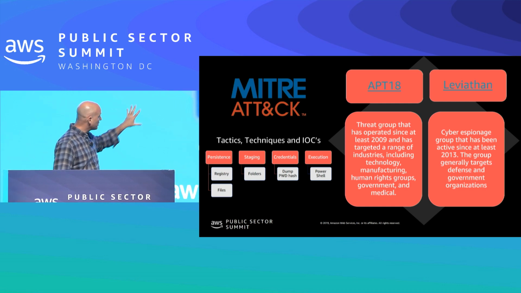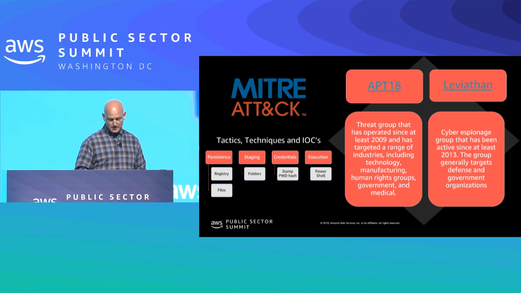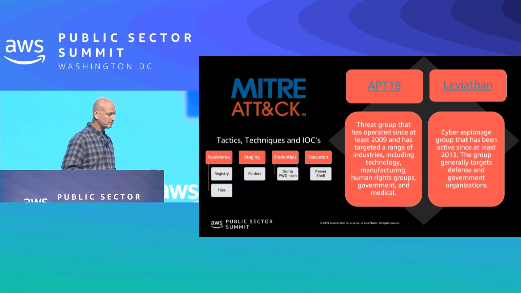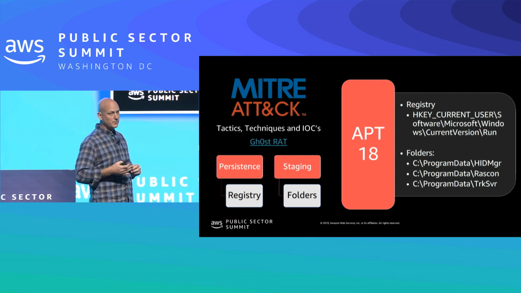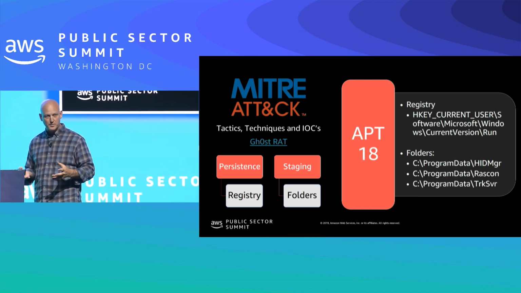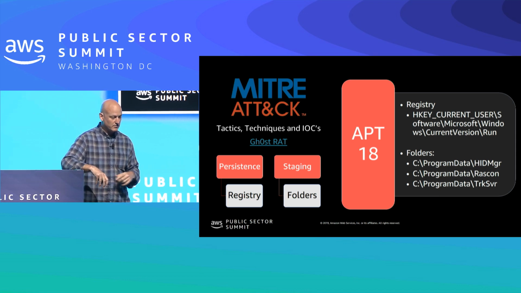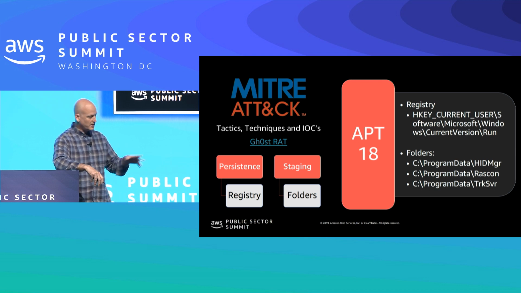So the goal here is we're going to go through each one of these scenarios, jump into a demo, and show you how the system works and how we're thinking about doing SOC in AWS today. So let's start with APT18. The indicators of compromise we have from APT18, according to MITRE, are the run entry within the registry keys. And oftentimes they use folders like HID Manager, RASCON, Track Server. Those are some known areas where APT18 will create folders or use folders to store data before they exfiltrate it.